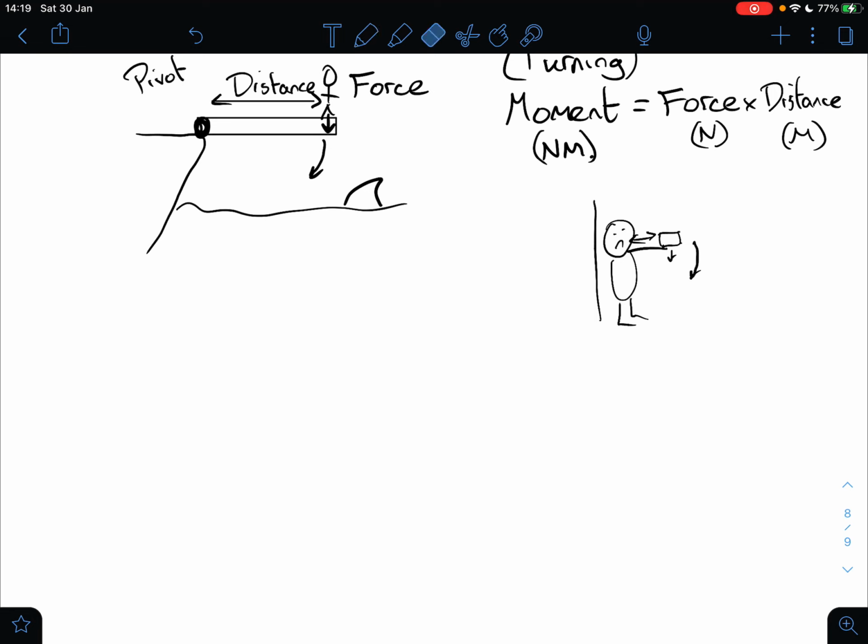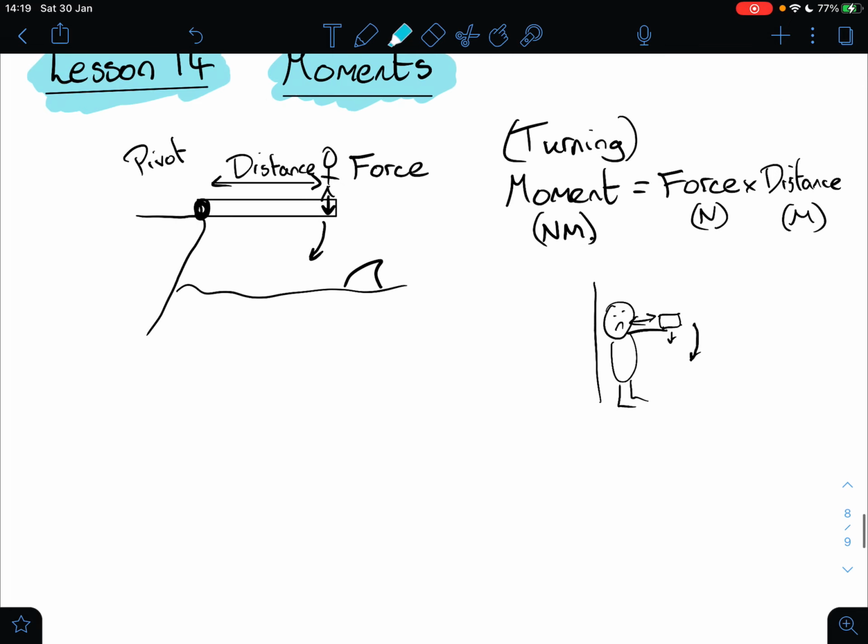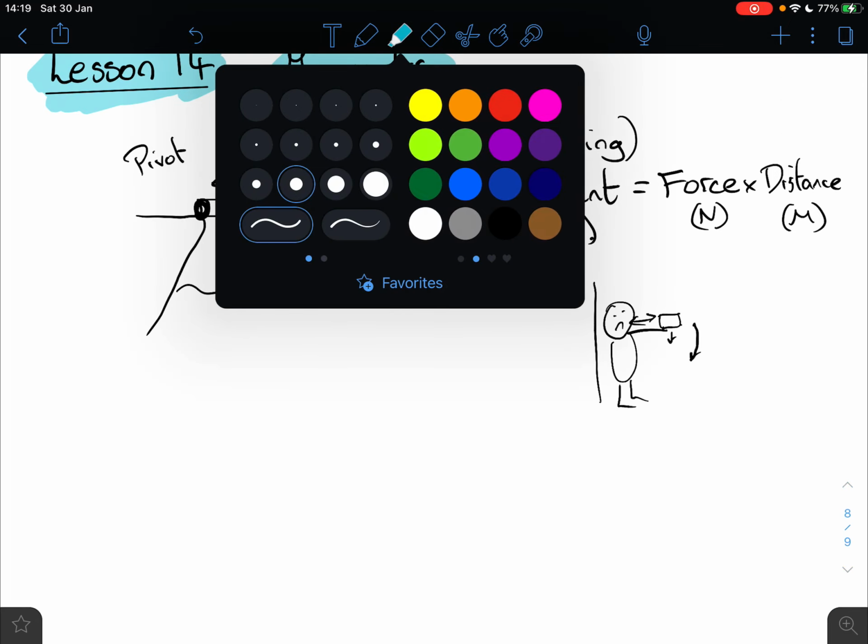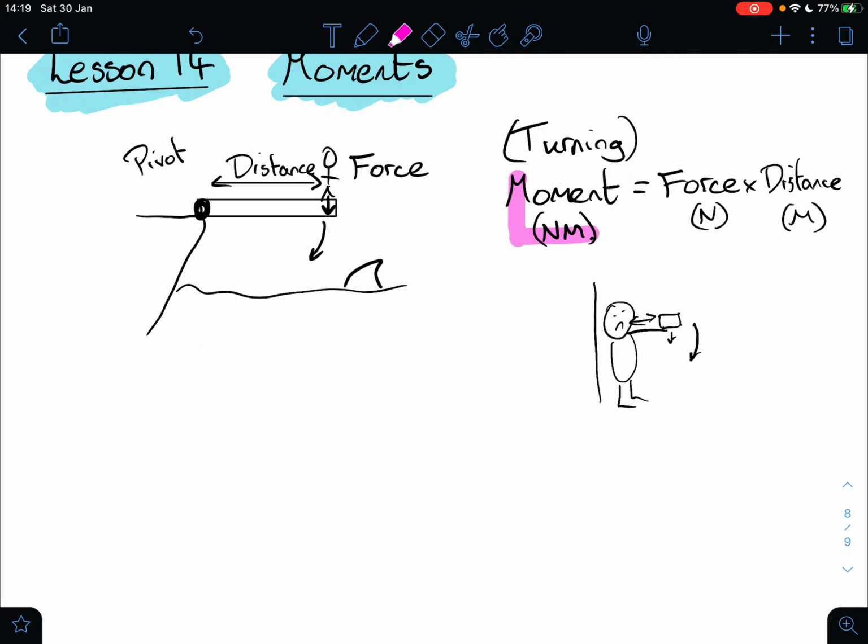It's why when you're picking things up, you pull it close to your body. You wouldn't dream of trying to lift a chair with your arms outstretched wide. So that's moments. We're going to get pink. Where is it? Pink. We're going to highlight it. We're going to put it in a box. It's our useful equation for the day.